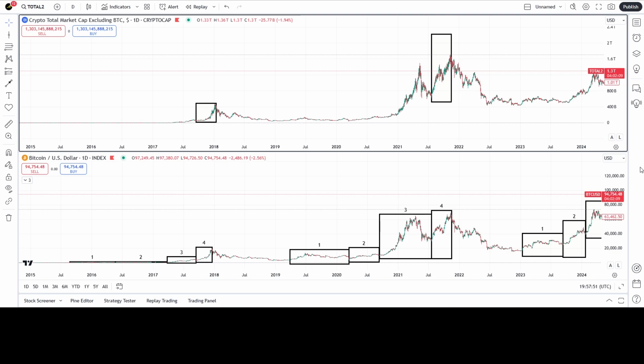What we're going to do in this video is we're going to focus on the fourth box on the Bitcoin chart, and we're going to compare it against total 2. Now, on total 2, that box that I have there aligns with that fourth box. So let's start with the 2017/2018 bull run structure first.